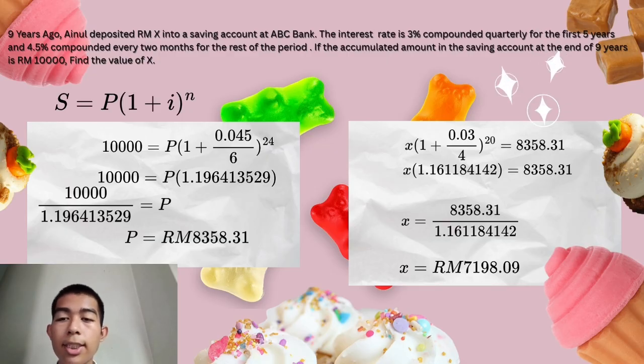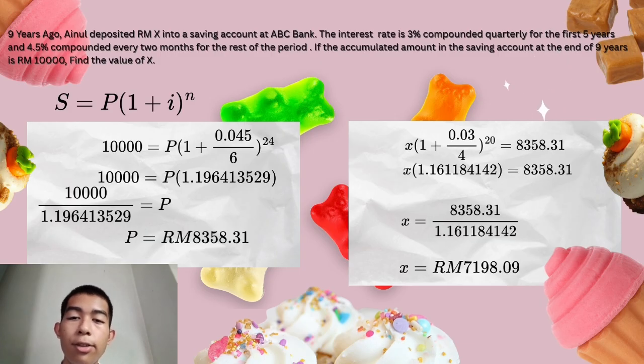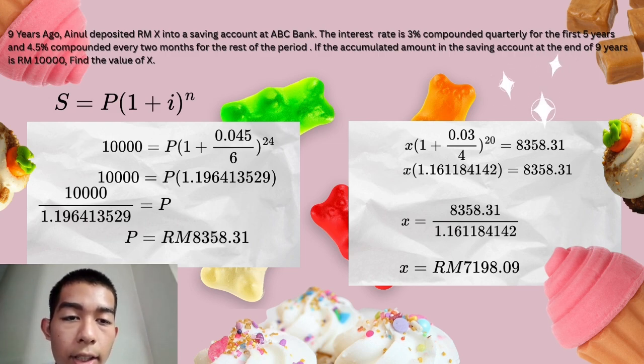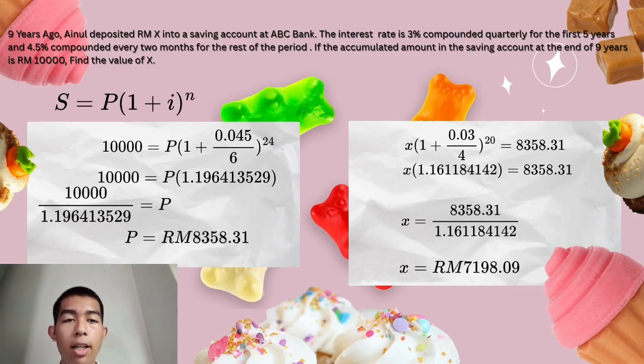So firstly, we just need to insert the information that has been given into the formula. So 10,000 equal to P4. P4 means the original principal for the last 4 years, and we will use it as a future value for the first 5 years to find the X. So after that, P4 in brackets 1 plus 0.045 divided by 6 in brackets power of 24. After we calculate it, we will get RM 8,358 and 31 cents.